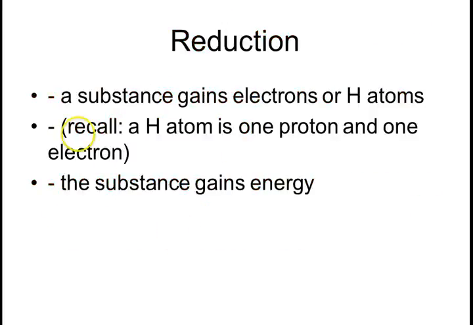Okay, reduction. If a substance gains electrons or hydrogens, then that's reduction. Now remember, a hydrogen atom consists of one proton and one electron, so if the hydrogen atom is transferred, the electron is transferred, and the energy with that whirling electron is transferred. So, the substance that undergoes reduction gains energy. Okay, now the way to keep this straight is think, what is the charge on an electron? It is negative. So if a substance gains electrons, it is gaining negatives. Therefore, it is being reduced.